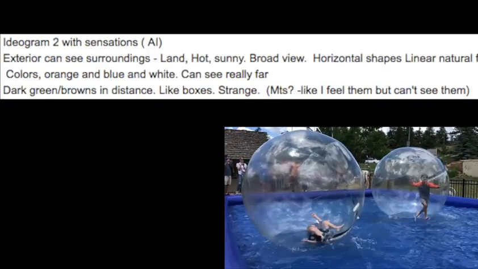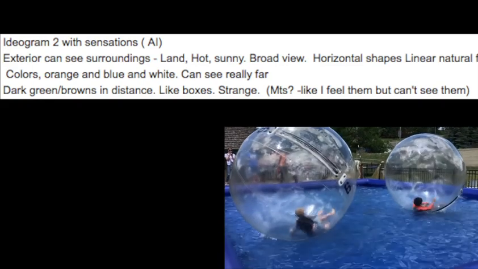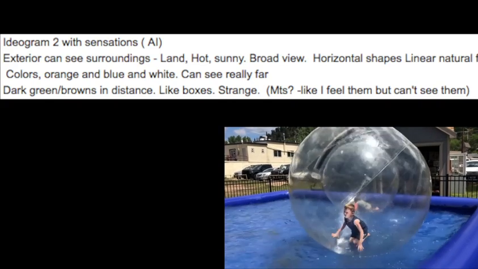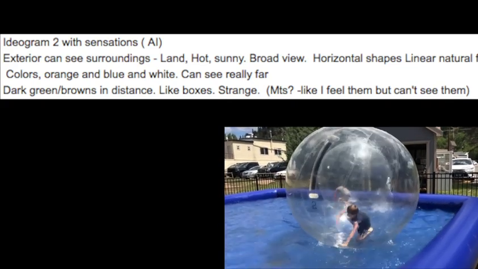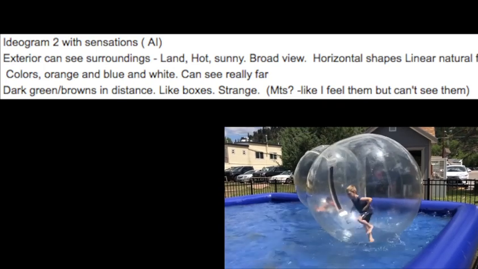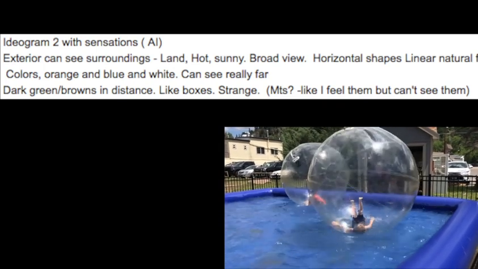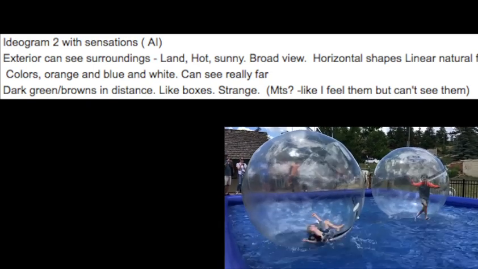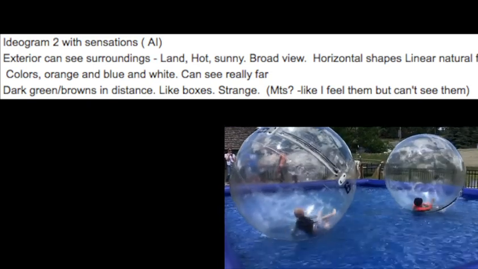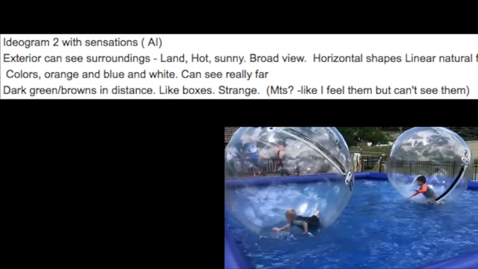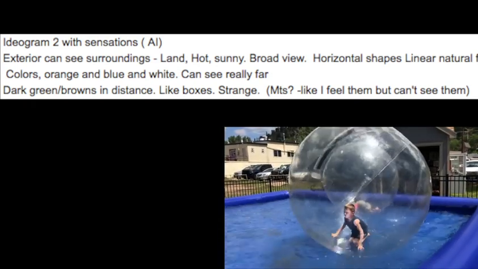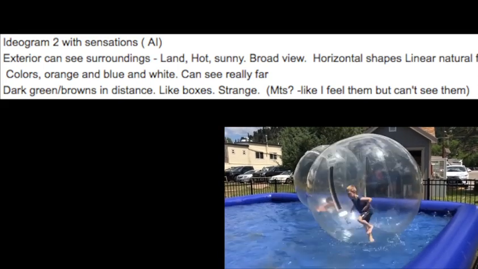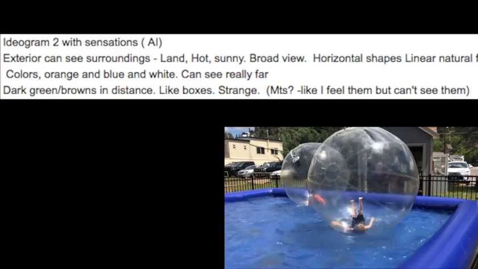In these notes, the viewer's mind seems to extend beyond the pool because we see exterior, can see surroundings, land, hot, sunny, broad view, horizontal shapes. And it was very hot that day, sunny, can see really far, and dark greens and browns in the distance. So look behind here in the bubbles. You see the house to the left, that wooden roof, and the trees in the background. And then in her notes on the bottom right hand corner there, it says mountains, like I feel them but I can't see them. And indeed, this fun park does have mountains surrounding it. So this was a nice one.